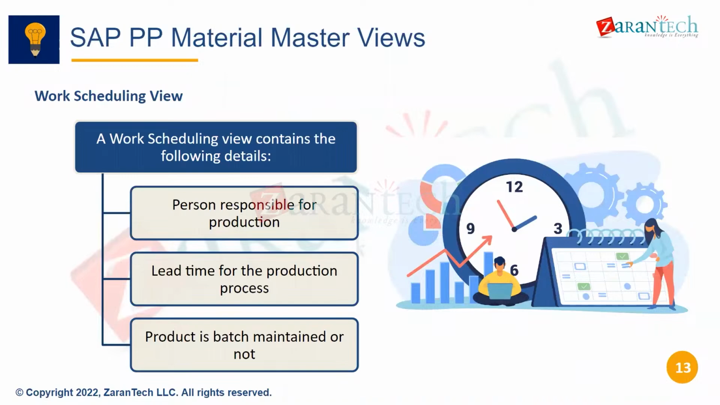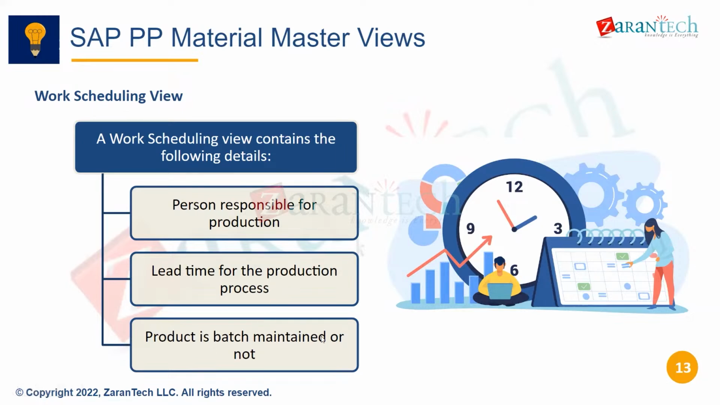Now, what do we have in work scheduling? That is about the MRP. As I said, there are two important views from production planning. From the planning perspective, it is MRP1, MRP2, MRP3, and MRP4. From the production perspective, which is the execution perspective, it is the work scheduling view. Who is the responsible person for the production of this material? What is the lead time of the production process? Is the product batch maintained or not?